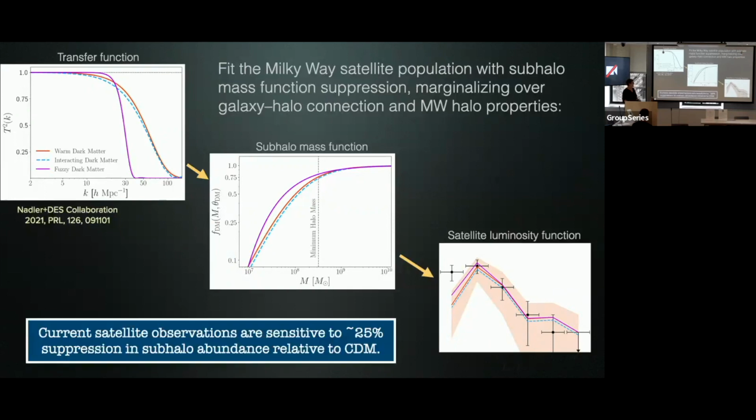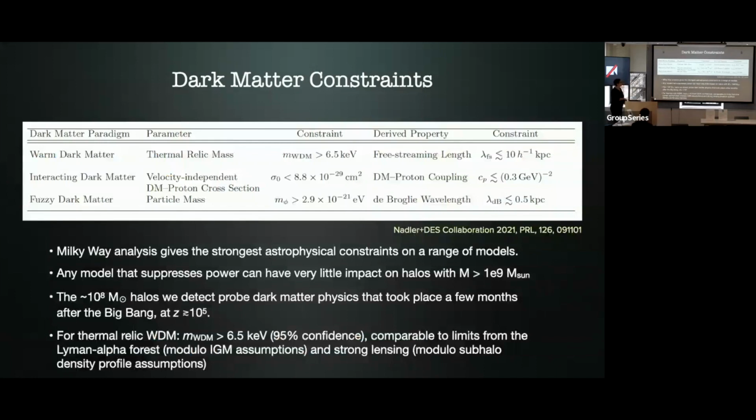And the bottom line of our results is that the current satellite observations are sensitive to about a 25% suppression in the subhalo abundance compared to CDM at a few times 10 to the 8. To say that in slightly different words, whatever physics might or might not be changing the subhalo mass function, it can't be suppressing it at a few times 10 to the 8 by more than about 25%.